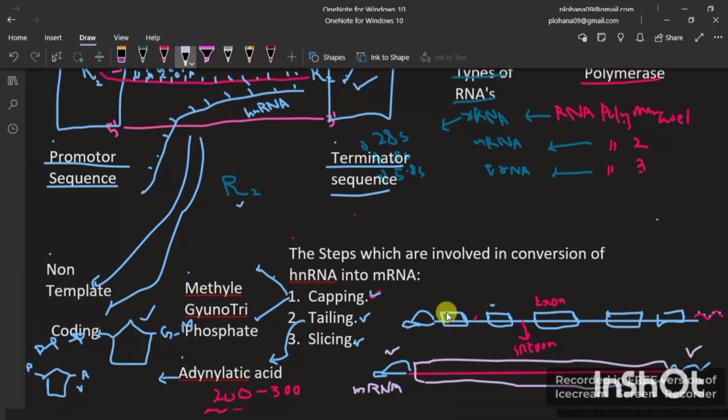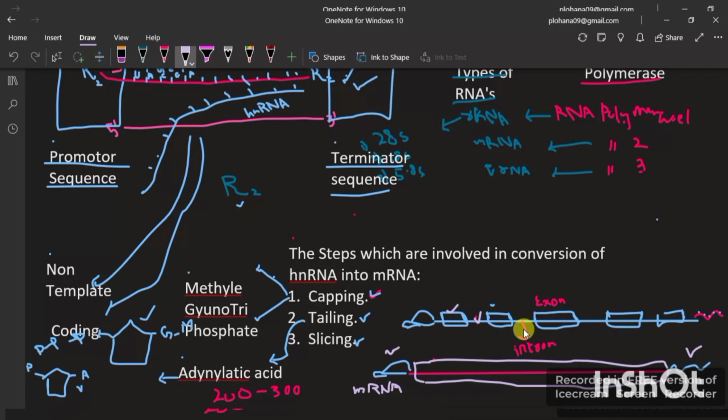Okay. So these were the parts which were forming the protein, and these were the parts which were not forming the proteins. Alright. So the parts which were not forming protein were known as introns, and the parts which were forming the proteins were known as exons. So we need to cut these introns.